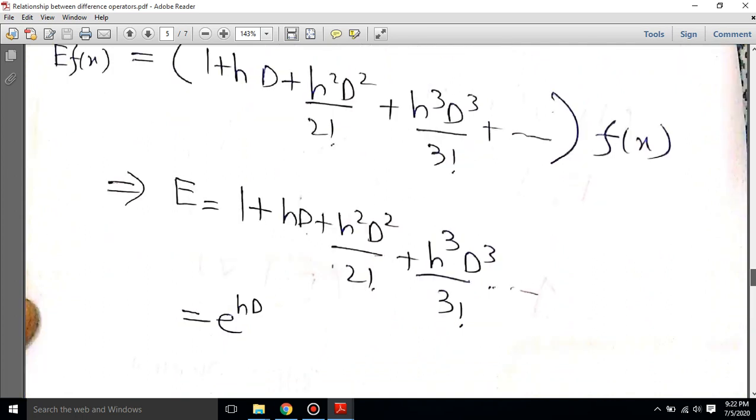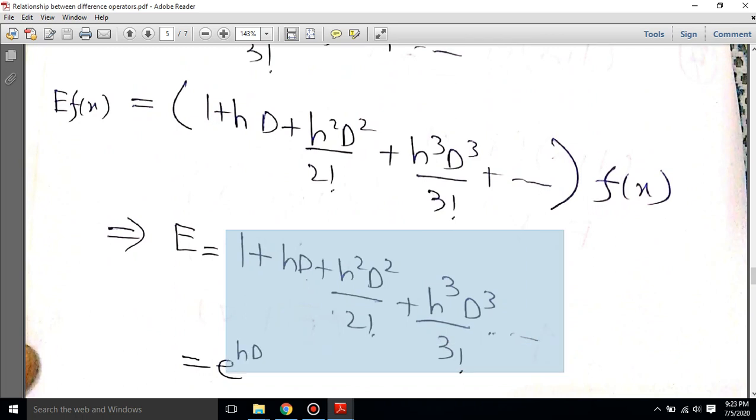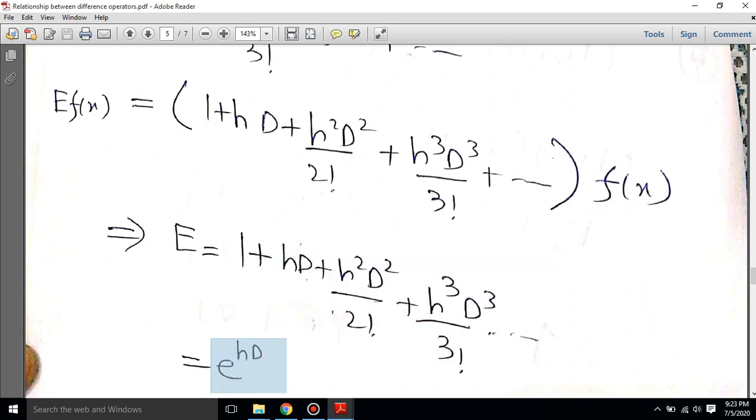Now moving further, this f of x will be cancelled with this f of x. Remember from the definition that this whole thing is an exponential series, that will be equal to e to the power hD. So those are the different relationships that you have to remember as far as our difference operators are concerned.